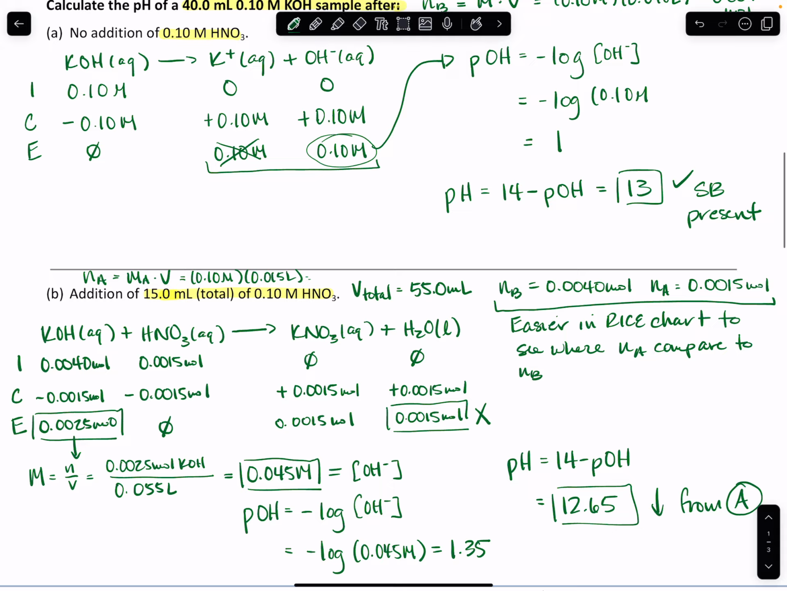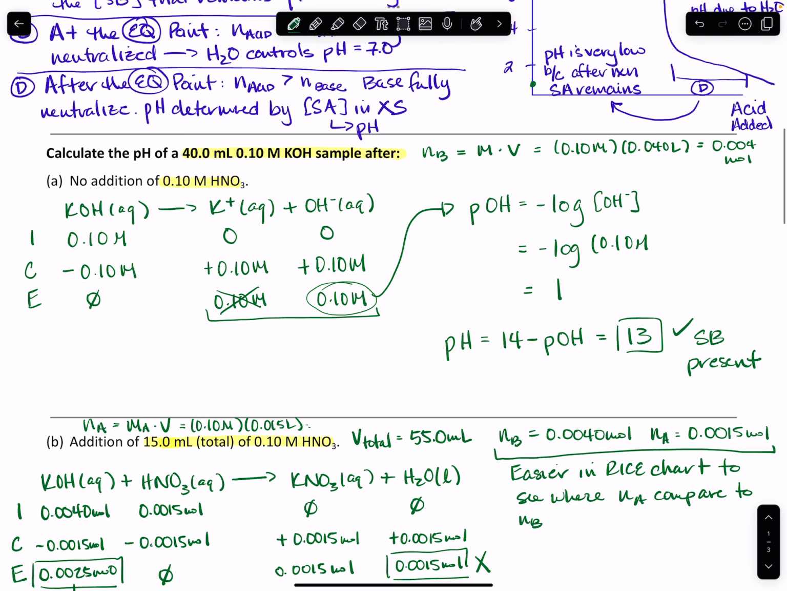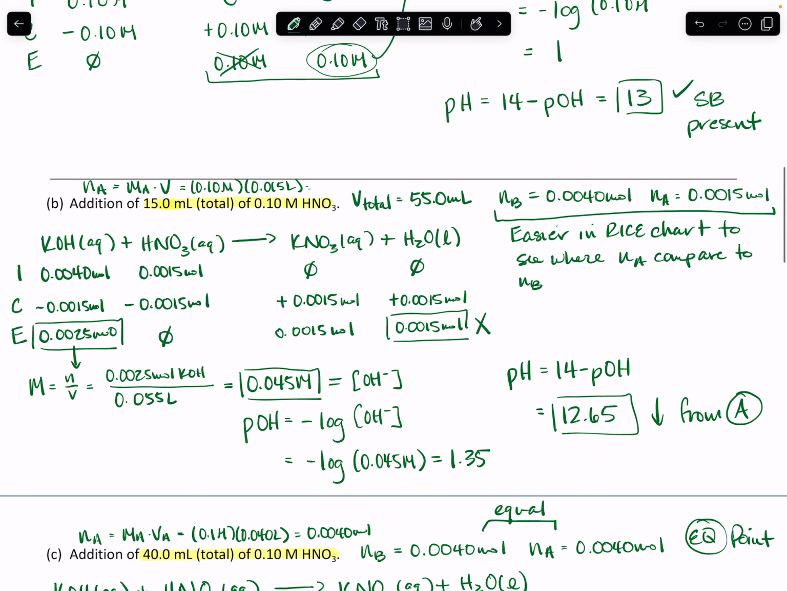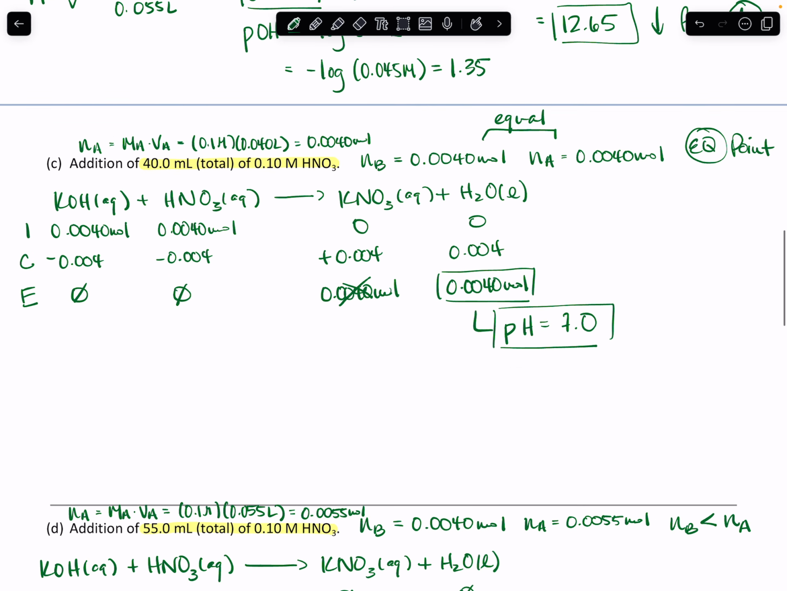Okay, so you can see the 4 steps. The first step, no acid added, very high pH because strong base controls that pH value. Step 2, addition of some acid, so we neutralize some of our strong base, but then we have excess base present, and that determines the pH. But we do see a slight decrease in that pH because we have less base present than we had in the first step. For step 3, we're at the equivalence point.